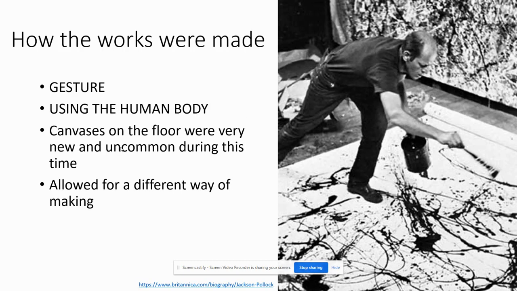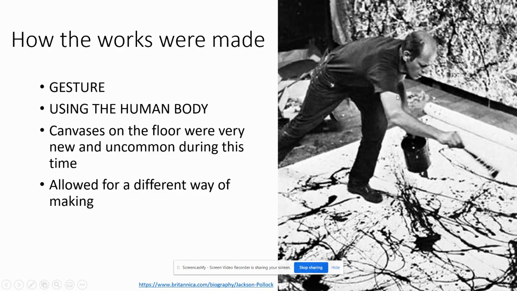Okay, so how the works were made. I've spoken about gesture and the human body. So before this point in time, how artists would paint is they would put their paintings on an easel, which is like a wooden thing that is used to stand the work upright, and they would either sit or stand and paint like that. But what the abstract expressionists did is they put the canvas on the floor.